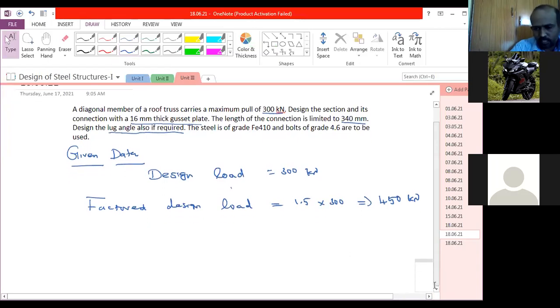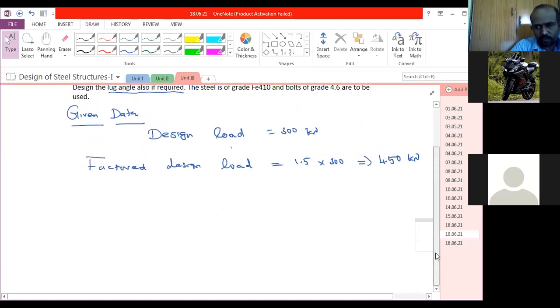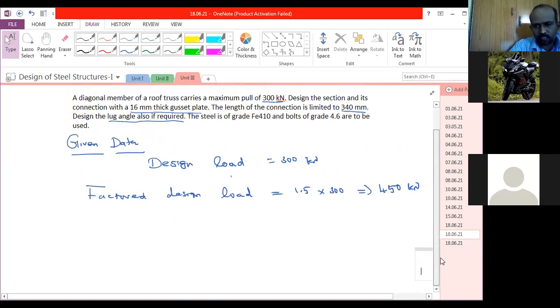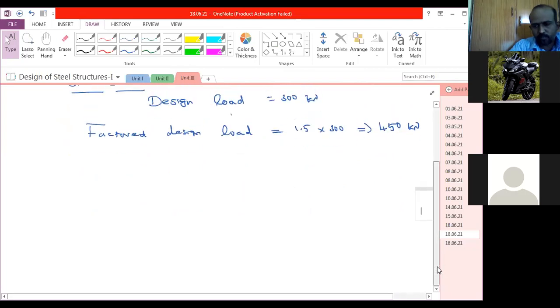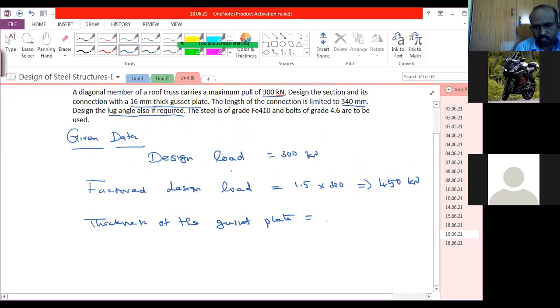The data is very near, so you write it right here itself. If the design load is given, we can write the factored design load. Those are the relevant data. If the bolt diameter is given, we can write the bolt hole like that. The relevant data you write immediately. The thickness of the gusset plate is given. Thickness of the gusset plate is equal to what? 16 mm. Am I right?